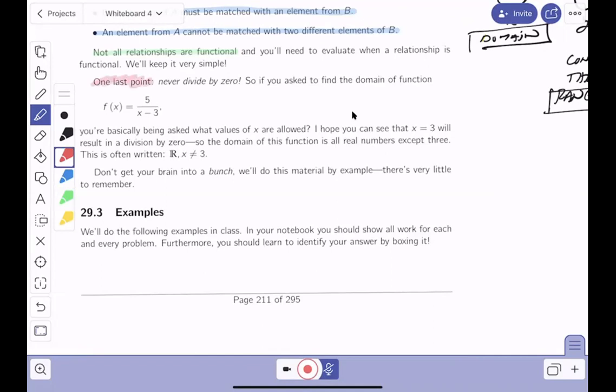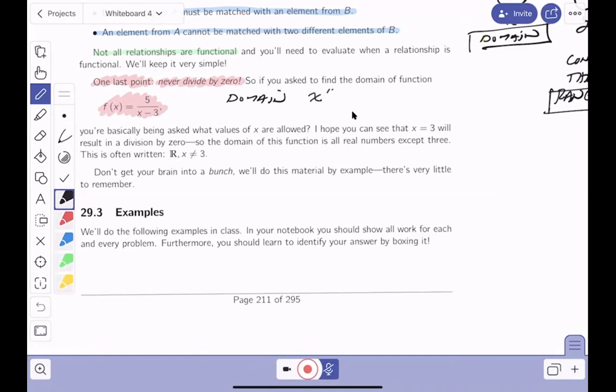This is important. Never divide by zero. Now, why is that? You're going to see problems like this, and they're going to ask you what the domain of it is. Right? Remember what domain is. Domain is the X's. So domain, we'll do other example. It's basically what are the X's? Now, what I like to do is I like to say everyone comes in. I don't say anyone's bad. I wouldn't say that. So I'm going to say all real numbers.